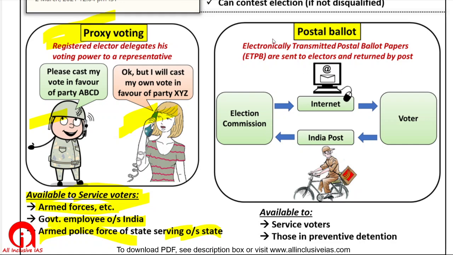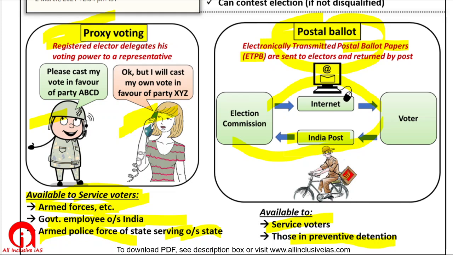What is a postal ballot? Postal ballots are now also called ETBP, or electronically transmitted postal ballot paper. Here, the Election Commission sends the postal ballot to the voter through the internet, and the voter casts his vote and sends it back to the Election Commission through the post. Who can use this facility of postal ballot? The service voters and those who are in preventive detention. So you have to remember this.